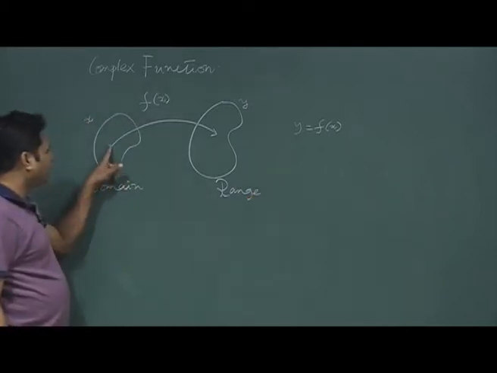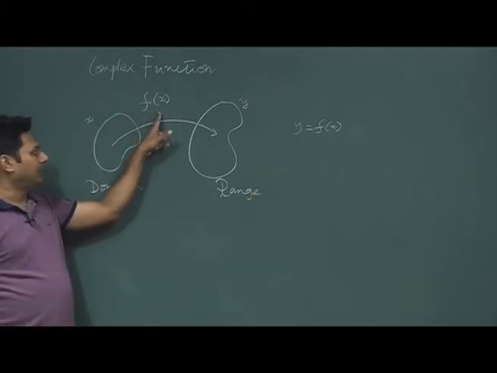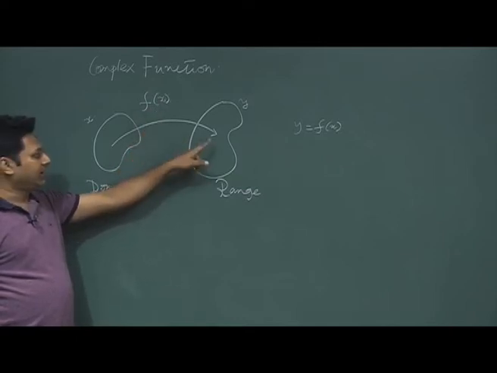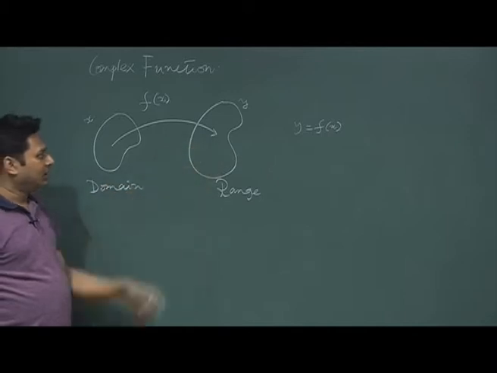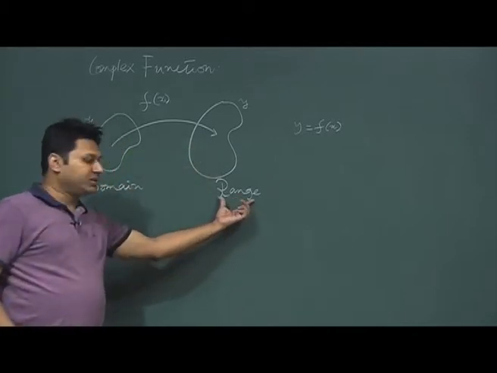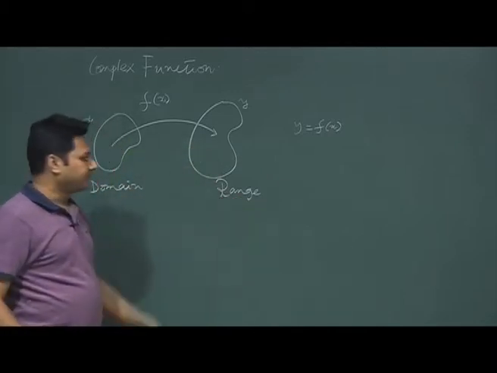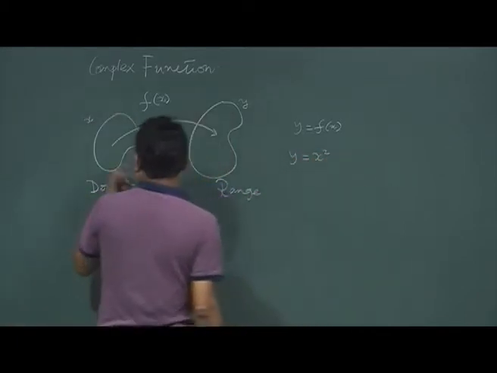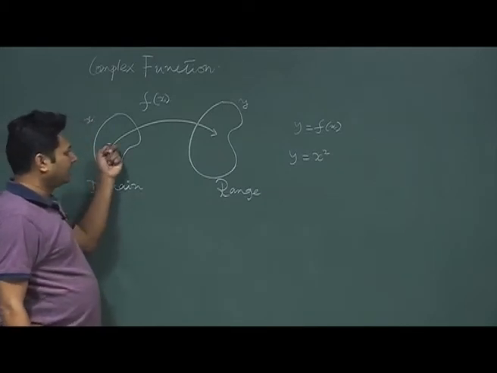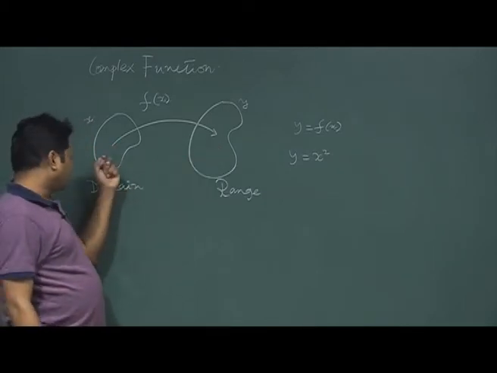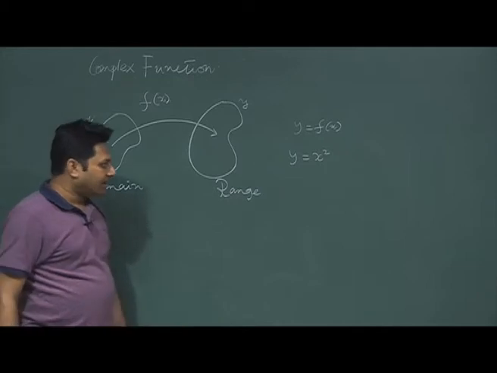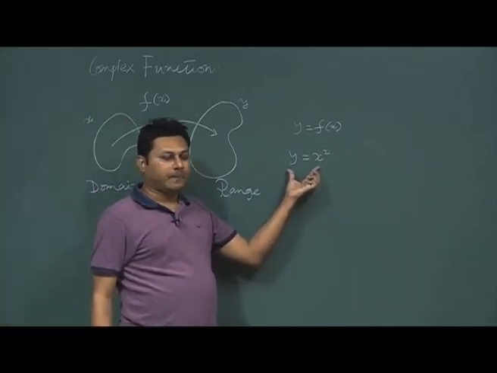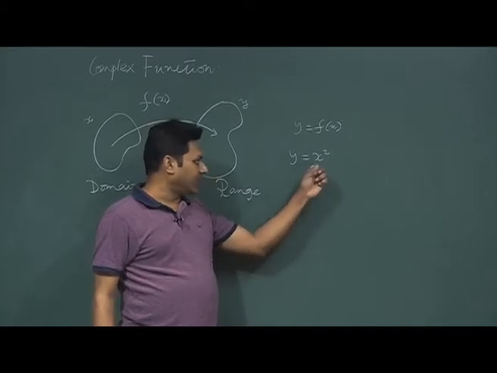I will take one point from the domain, and apply the relationship or the rule over that, and I get another point in another domain, which is called the codomain or range. An example is, say, y equal to x square. I take one x value here, square that, and get another point here. I take another x, square that, and if I do that, I will have a relationship between these. So I will have y, I will have x.